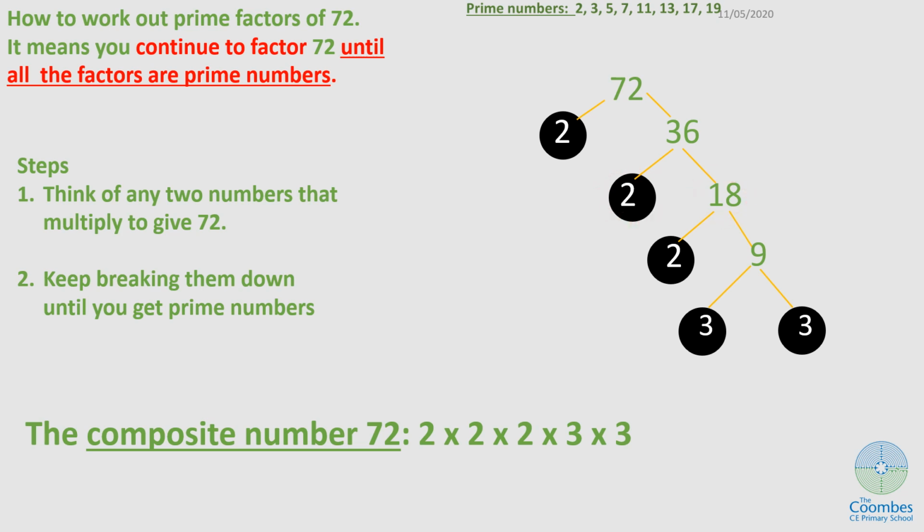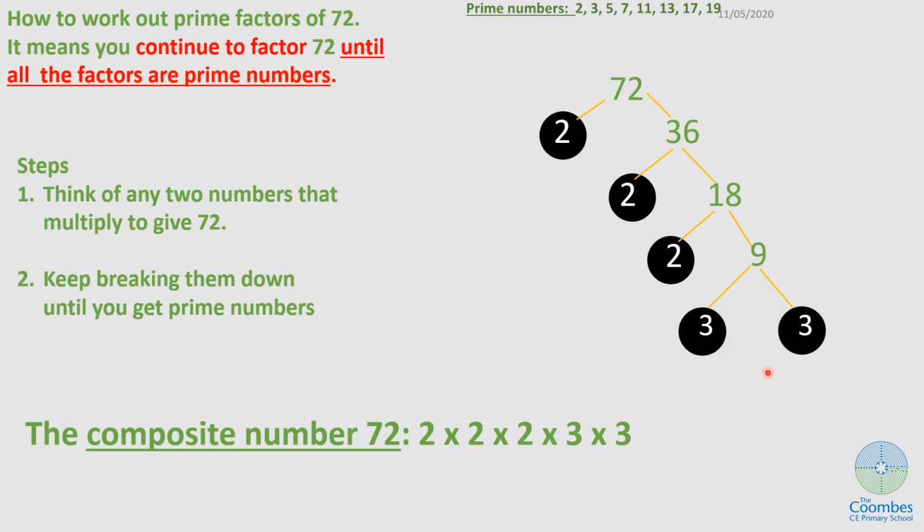And I'll just keep asking myself the same question. Can 2 multiply by anything to give 18? Yes. 2 times 9 is 18. 2 is prime, 9 is not. When I come to this step, I know I cannot use 2 because 2 times anything cannot give me 9. So I'll go to the next number, 3. So 3 times 3 will give me a 9.